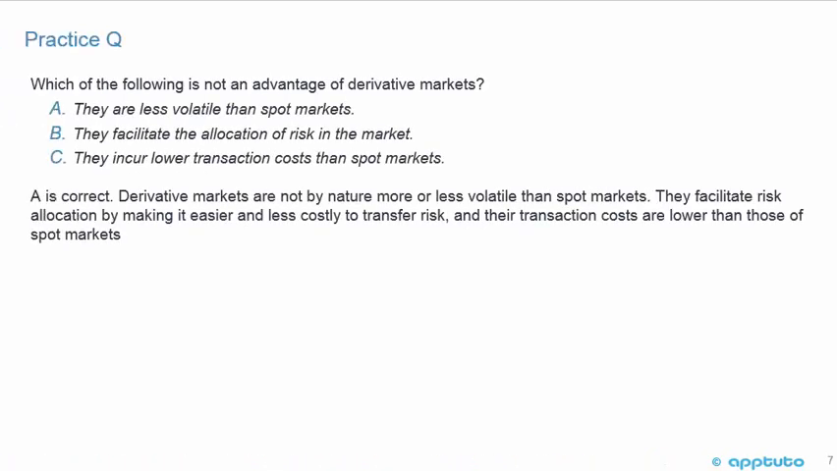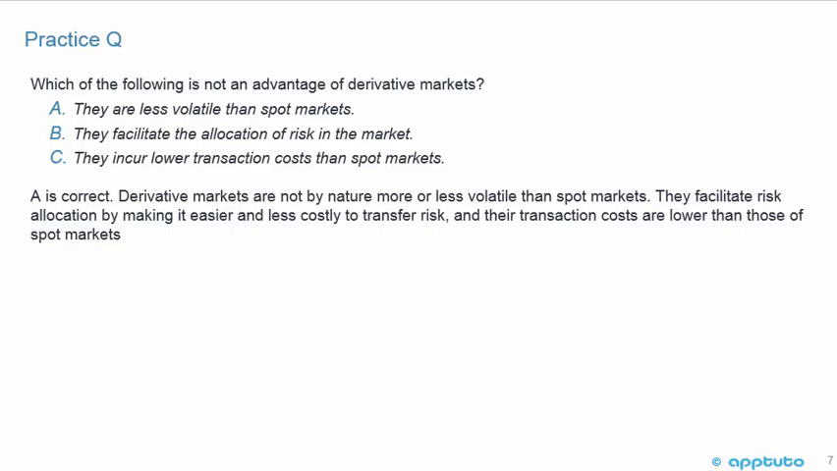Again, we're looking for the false statement here, so sometimes I reread it as: what is an advantage of the derivative markets? They facilitate the allocation of risk in the market. True. They incur lower transaction costs than spot markets. True. They are less volatile than spot markets. No, false. That's not an advantage.